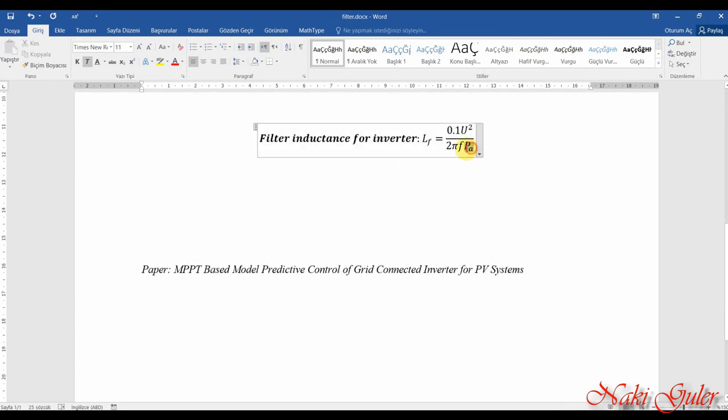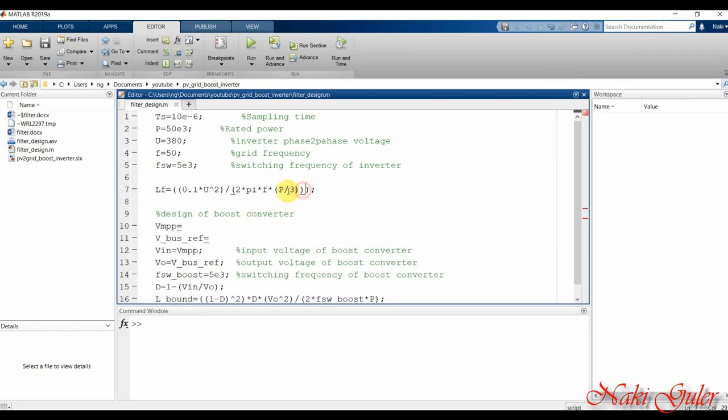P divide 3 for phase A. It means we will calculate the inductance value for each phase. Because of this, I used P divide 3, and it will give LF.